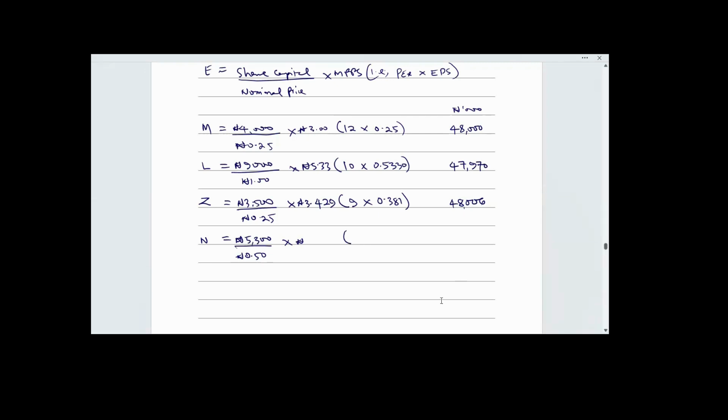Again, the price earning ratio of NILE equals 14. Earnings per share equals 32.3. So 14 multiplied by 0.323 equals 4.522.